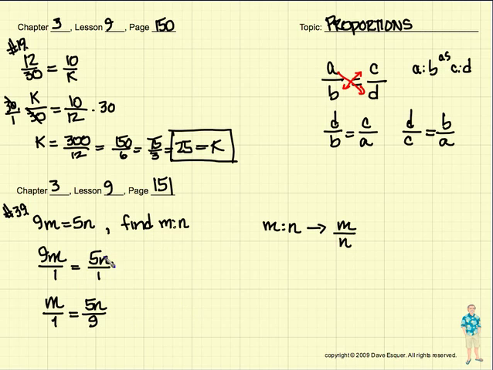9 times 1 is 9. I'm going to leave that 5 alone. I'm going to move the n down below diagonally. So I'm going to end up with m over n, n times 1 is just n, is equal to 5 over 9. So I was looking for this ratio of m is to n: 5 is to 9. All we had to do was swap the n, bring it down, put the 9, bring it down. Remember, diagonally we can do that all day long.